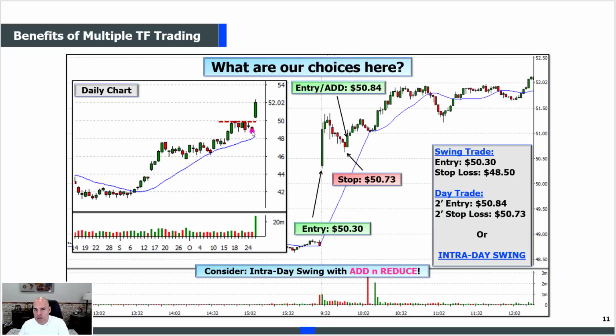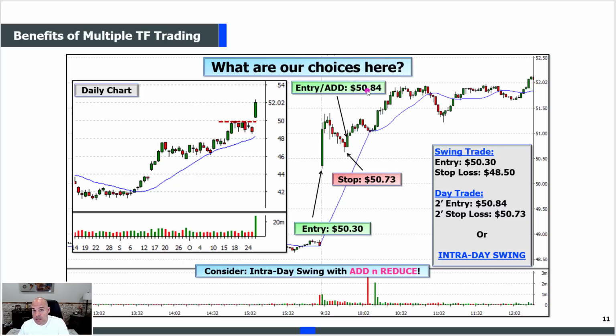Twice as many shares. 500 instead of 250. And then, boom, the stock rips to 51.25. You're already up $2 now. Right? You're up over $2 on twice as many shares. And here's the beauty. It pulls back and boom, the magic happens. You can add right here at 50.84 and raise your stop to either 50.73 or 50.30. Wow. Think about that. So now you have a cost average of $49, 500 shares.